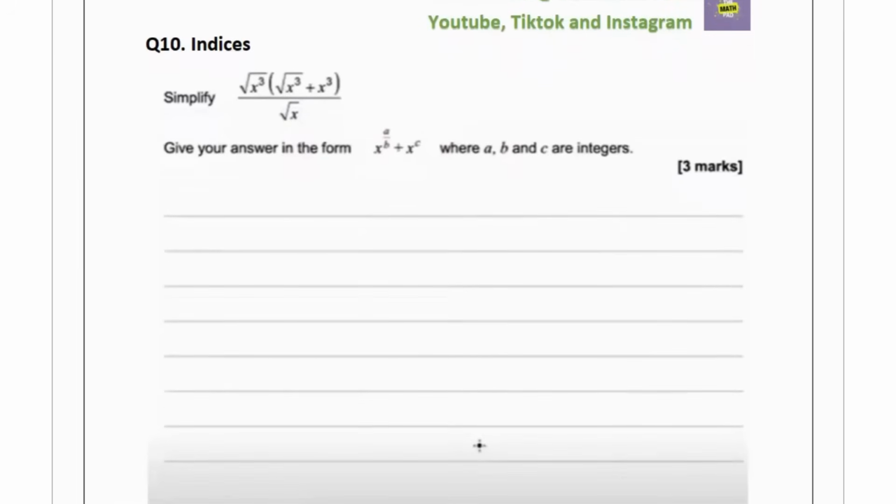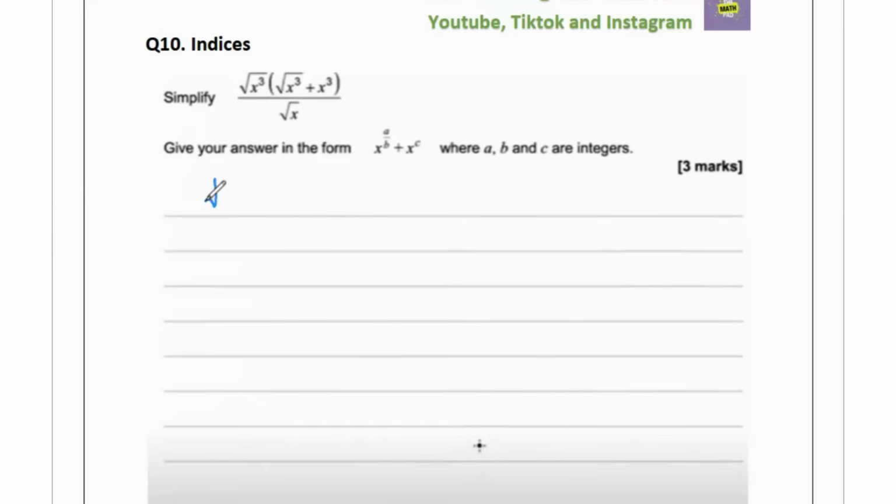Now, this question came in the 2024 paper 2. Obviously, they will not give the same thing, but something along the same lines can come in 2025 paper 2 as well. So we have square root of x cubed times the square root of x cubed plus x cubed, divided by square root of x. The abundance of square roots can make it look weird, but if you break it down step by step, it's not that hard. So first we expand the bracket in the numerator.